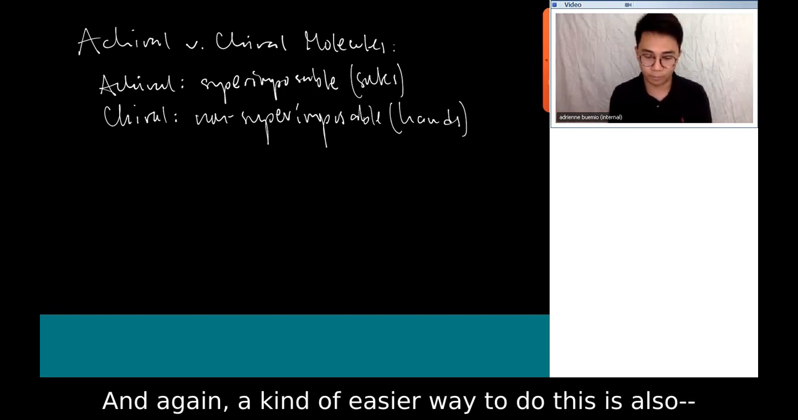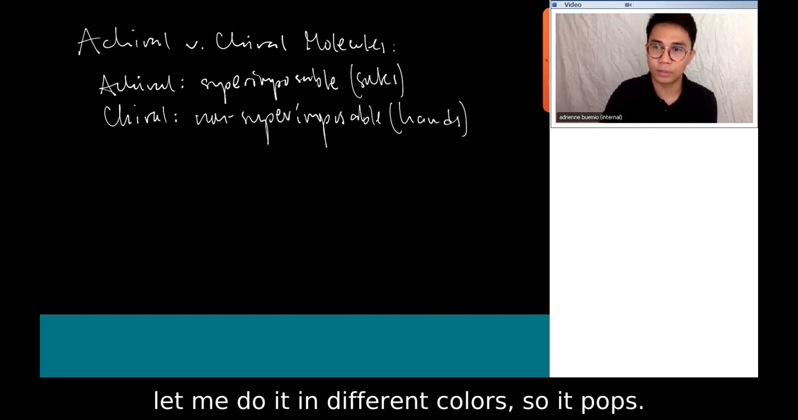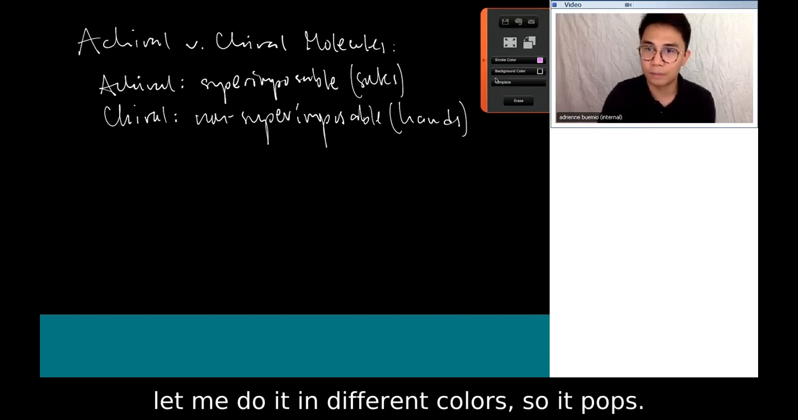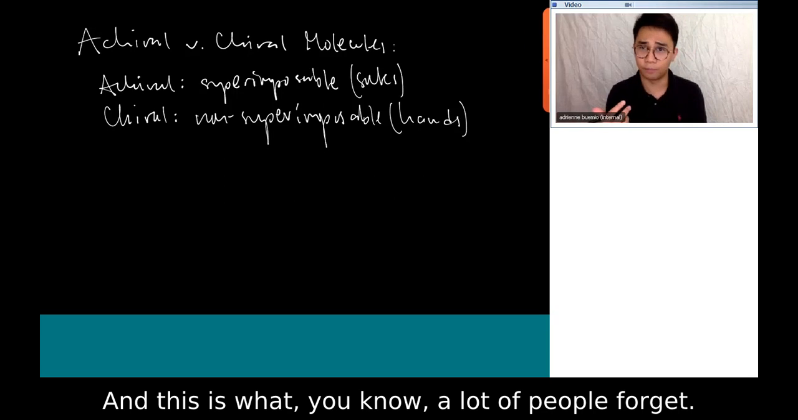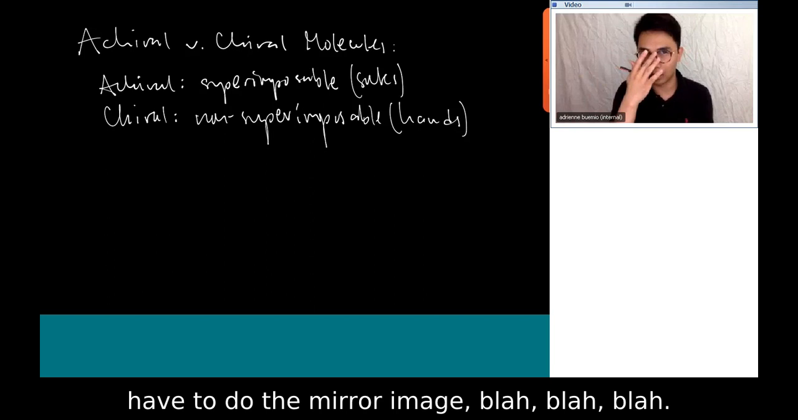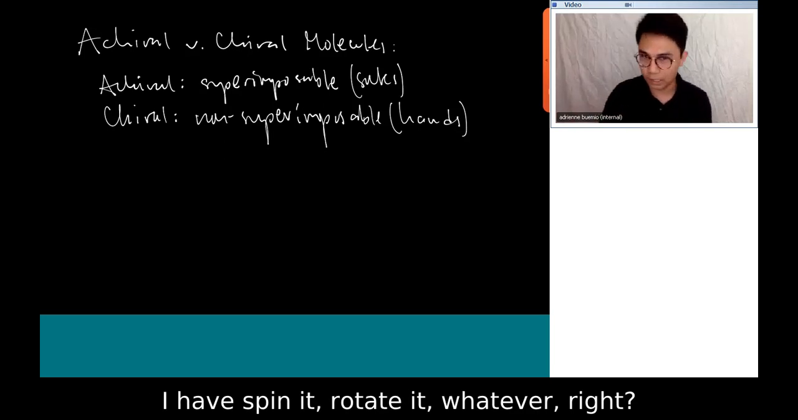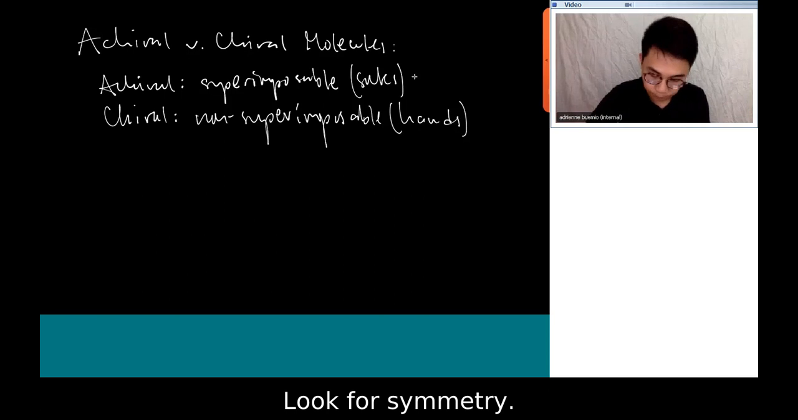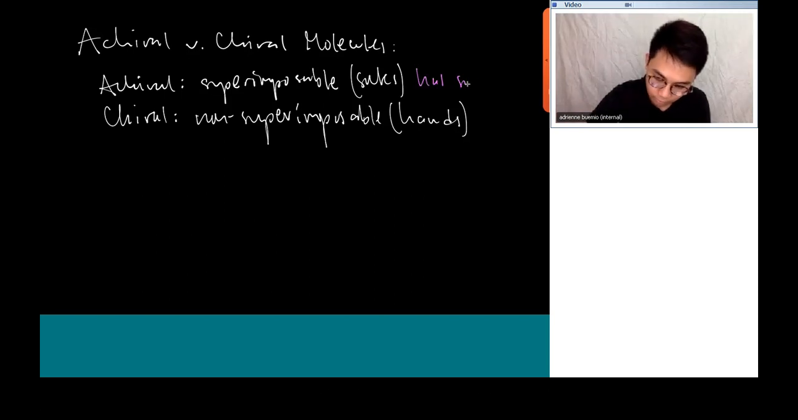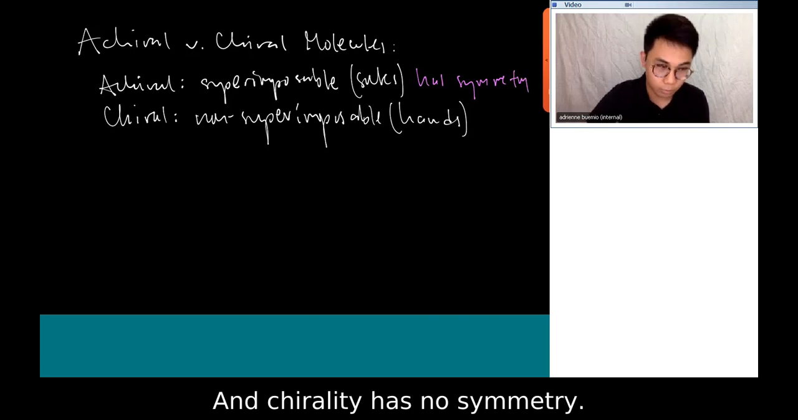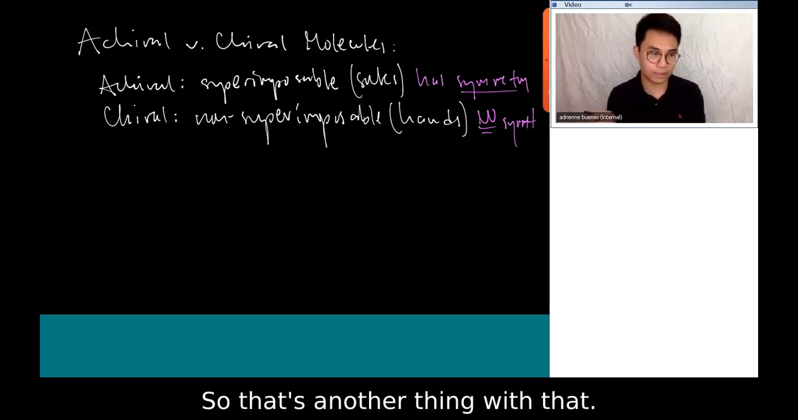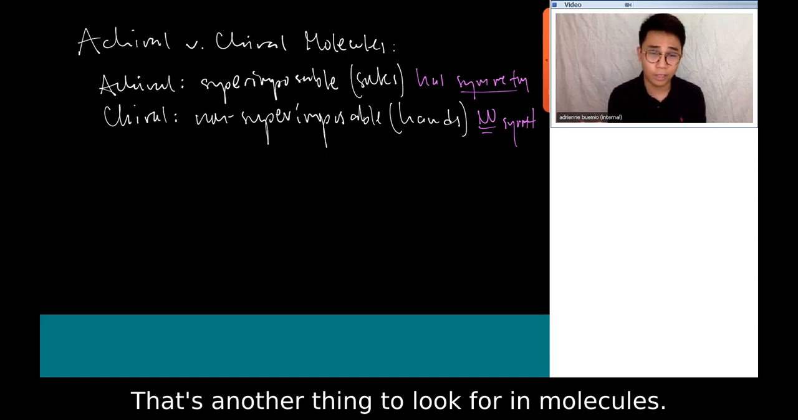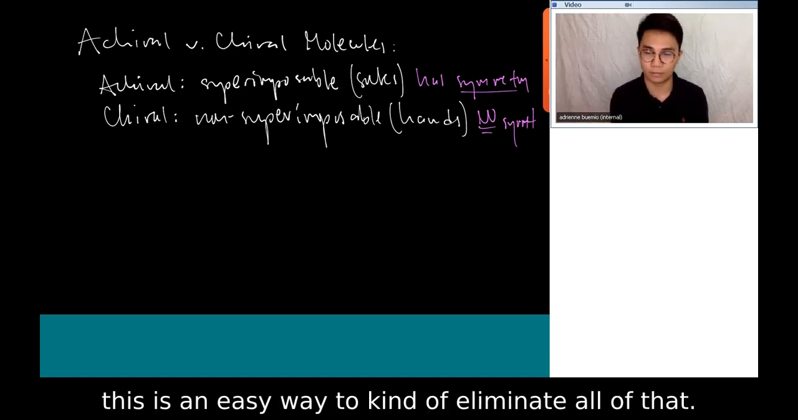And again, an easier way to do this, let me do it in different colors so it pops. This is what a lot of people forget, and they just get caught up in, oh god, I have to do the mirror image, I have to spin it, rotate it, whatever, right? Look for symmetry. So achiral has symmetry, and chirality has no symmetry, right? So that's another thing to look for in molecules, especially when it gets super huge. This is an easy way to eliminate all that.